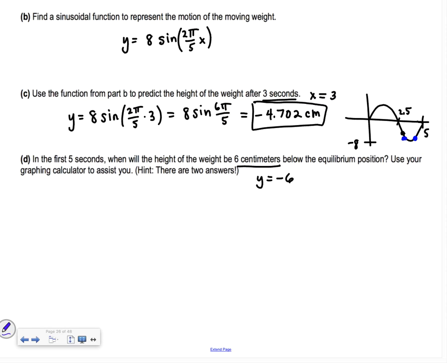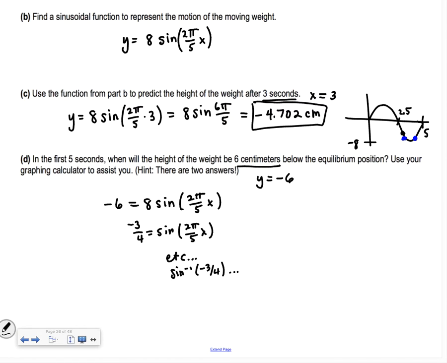Okay, so you can do this without a calculator, but it's a little bit tricky because you would have -6 equals 8 sine of 2 pi over 5x, and you would divide by the 8, so you'd have -3/4 equals sine of 2 pi over 5x, and you would end up doing inverse sine, right, of the -3/4. But that would only give you one answer. So your calculator is only going to give you one answer for the inverse sine, and we'll talk about that throughout this semester. So what I want you to do right now is I want you to graph it.